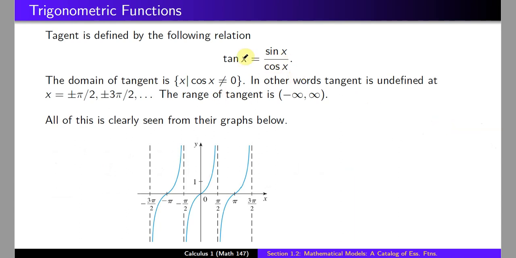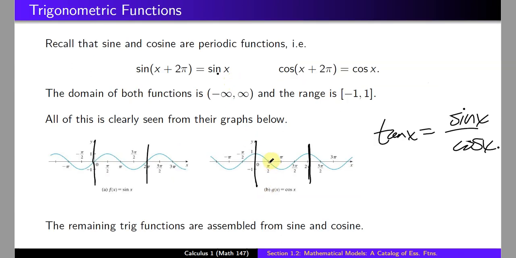So here's tangent that I was just talking about. It's defined as sine over cosine. Now, just like with the rational function we were talking about, there's going to be a problem if you're dividing by 0 here. So the domain is going to be all x values except for where cosine could potentially be 0. Where is cosine 0? Well, you can look at its graph and see the pattern: pi over 2, 3 pi over 2, 5 pi over 2, minus pi over 2, and so on.